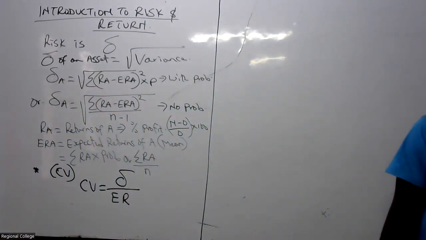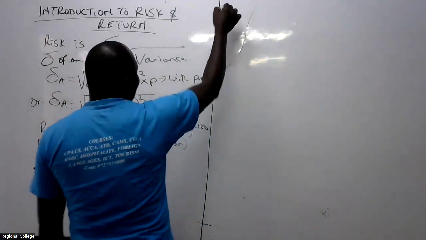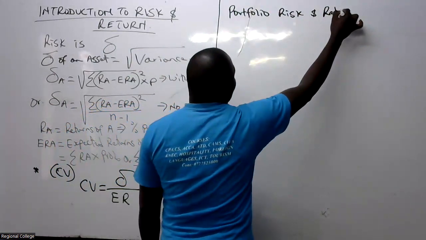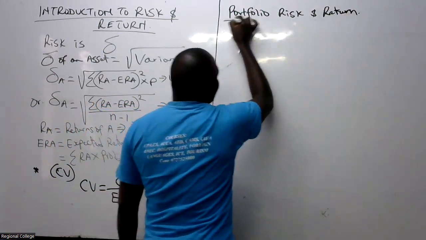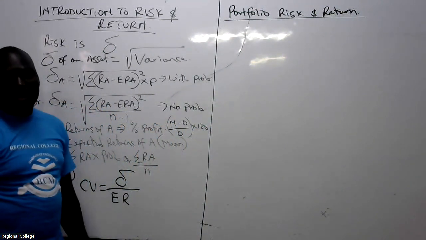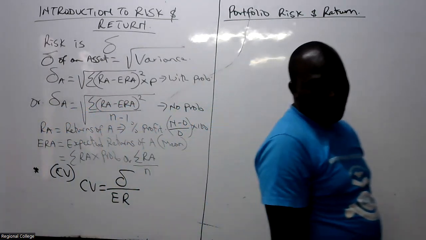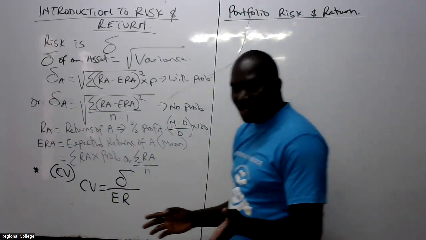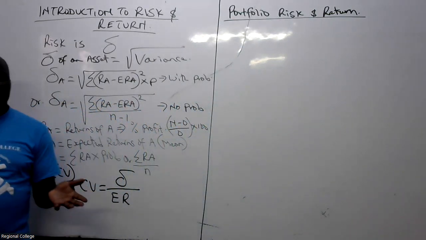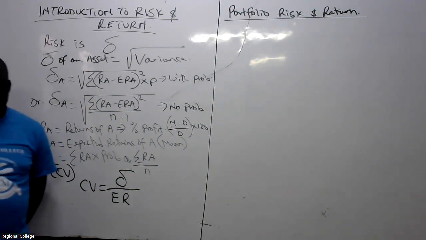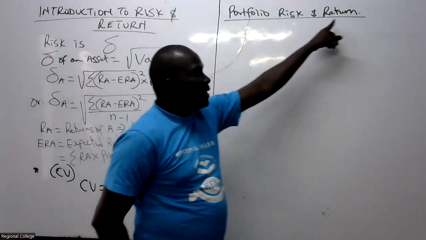The lower the better. Then make a small subtopic as we conclude: portfolio risk and return. What is a portfolio? A portfolio is a grouping of investments. When do you form a portfolio? To diversify the risk and of course to maximize the returns.